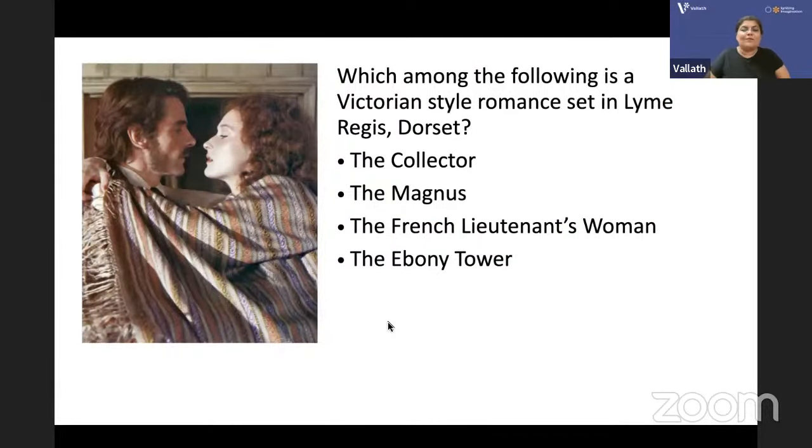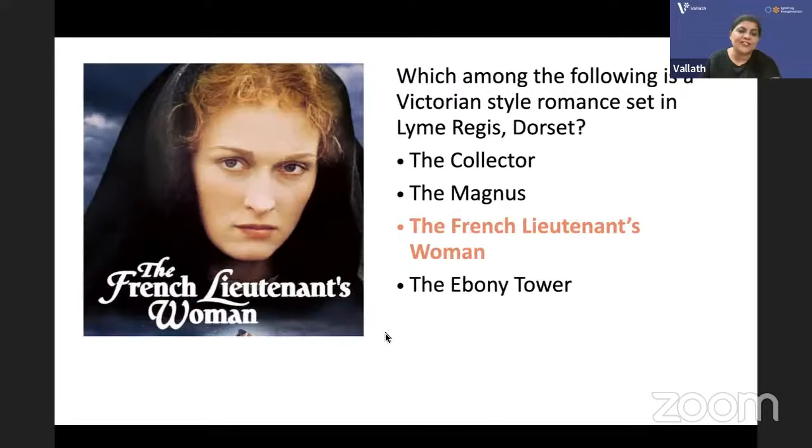Which among the following is a Victorian style romance set in Lyme Regis in Dorset? Is it The Collector, The Magus, Magnus nahi Magus, The French Lieutenant's Woman or The Ebony Tower? Set in Lyme Regis. Lyme Regis is a fossil town. There Charles Smithson is coming and meeting. He's coming with Ernestina and meeting Sarah Woodruff. Ye bolo, which novel? The French Lieutenant's Woman. That is a famous movie also. Sarah Woodruff is a rebellious Victorian woman who is deliberately living like a fallen woman, but she's not a fallen woman actually. That is the story, okay?